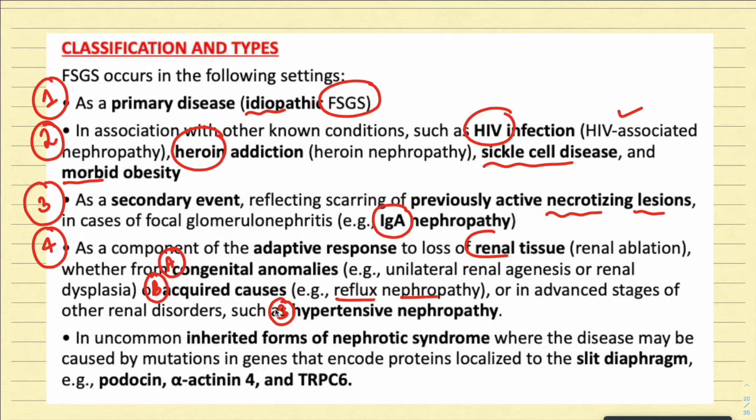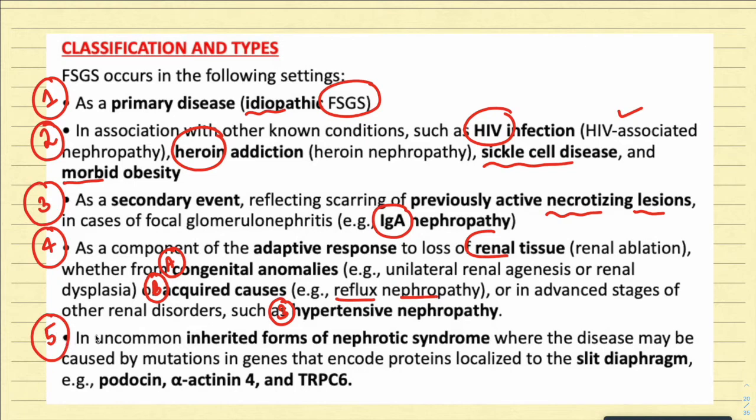They will work more, and in the process initially they will manage the kidney properly, but in the later stage they will undergo sclerosis in the form of FSGS. Remember this point very importantly, whenever there is a loss of renal tissue secondary to any congenital, acquired or hypertensive nephropathy.